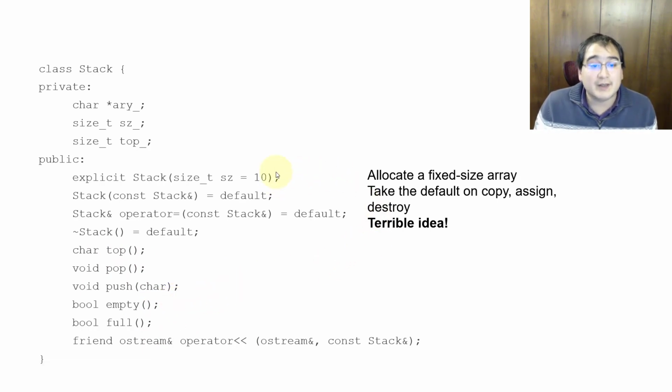However, once again, there are some problems with our code. First thing is that the stack only makes a single array. It can't make that array bigger or smaller as time goes on. The other bigger problem is the fact that we're using the defaults for the rule of 3, and I'll explain why in a little bit.